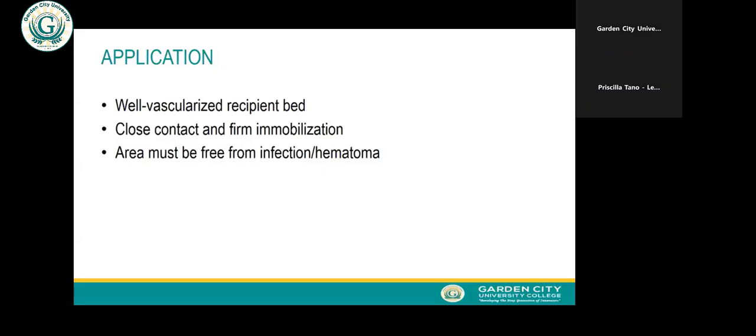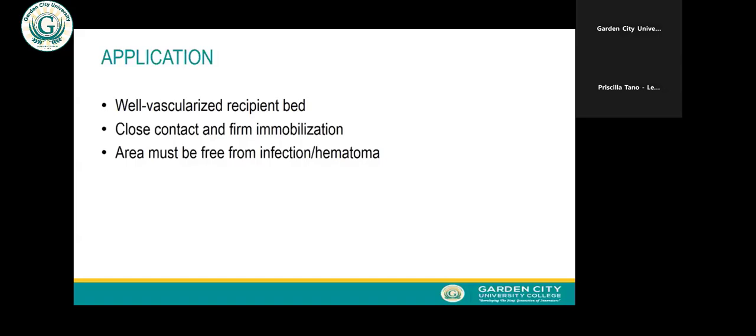So, application. Ideally, how do we select the donor site? We have the recipient site and we have the donor site. We have to check the vascularity of the site, a well vascularized recipient bed. That means that when we take it, healing can take place quickly, right?